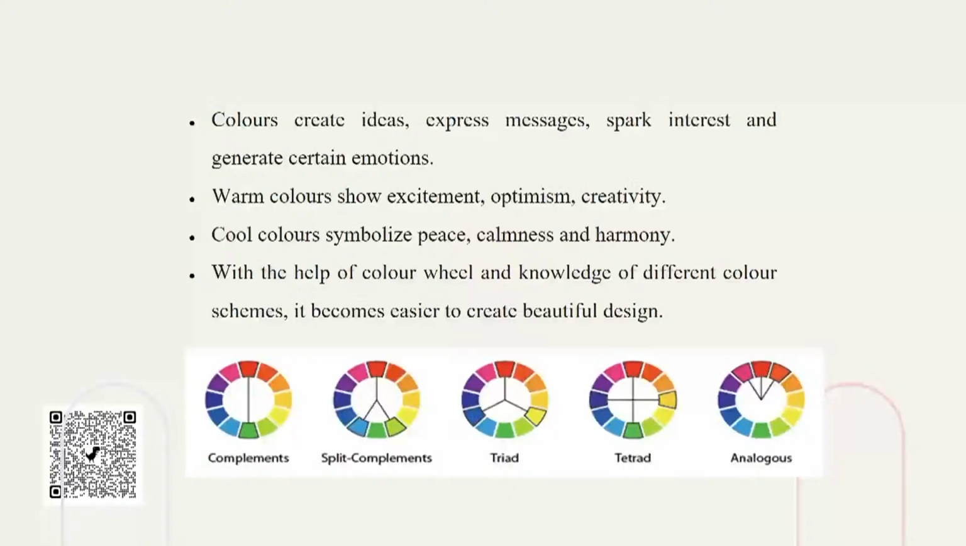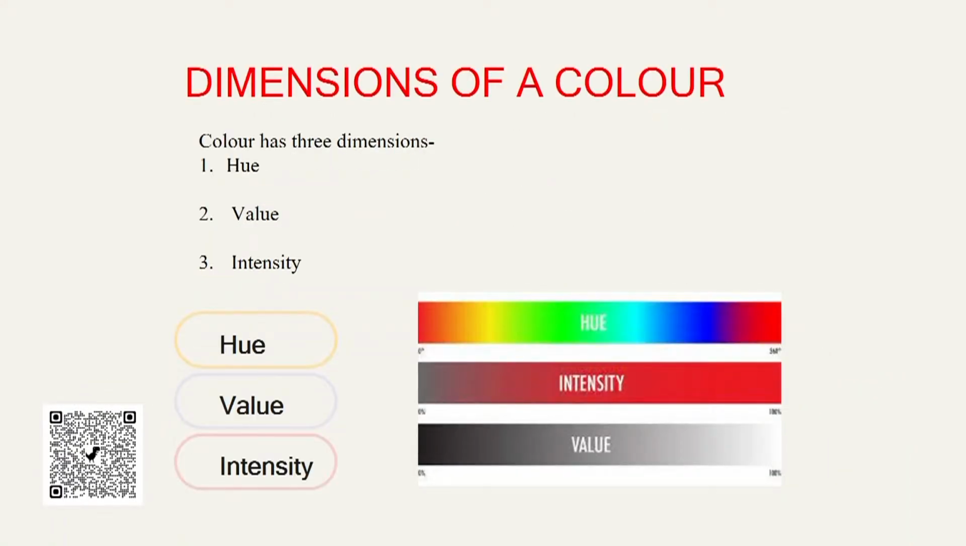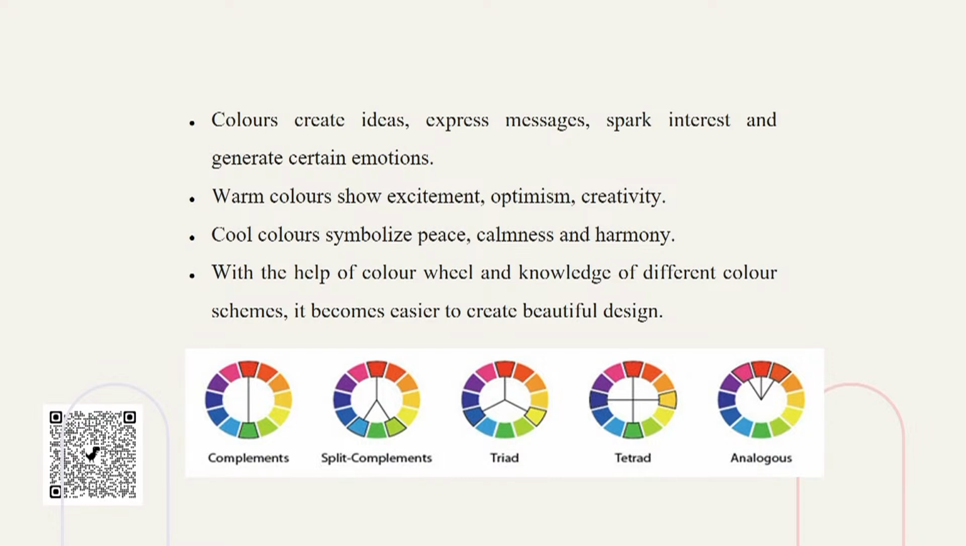Now let's look at various color schemes which are available. So in the slide here you will notice that there are 5 types of color schemes. Some of them are contrasting color schemes, the other are analogous, they are related color schemes like analogous color schemes. We will be talking in detail about each of the color schemes, but first let's understand what all dimensions are related to color.